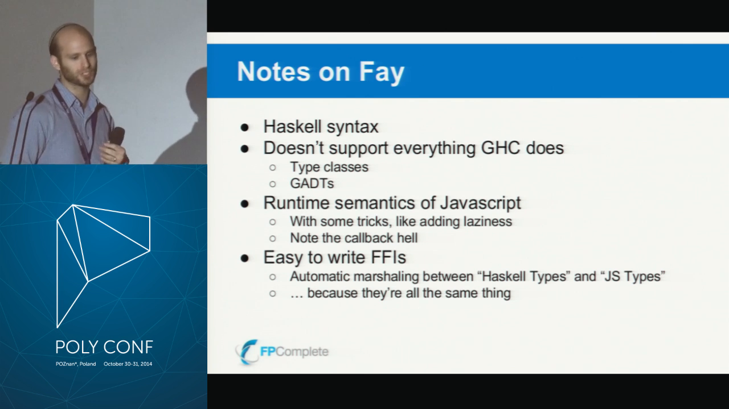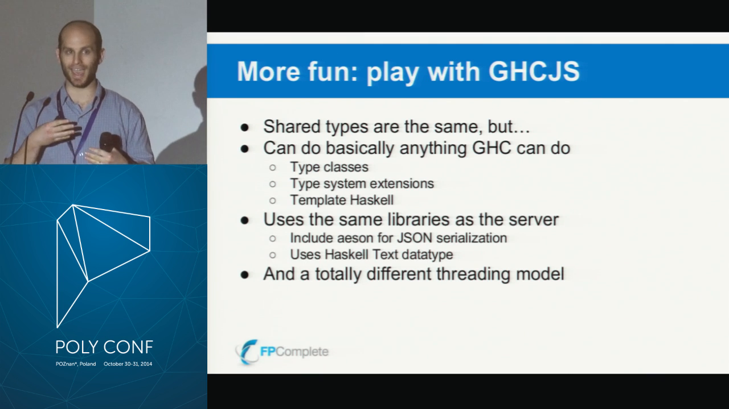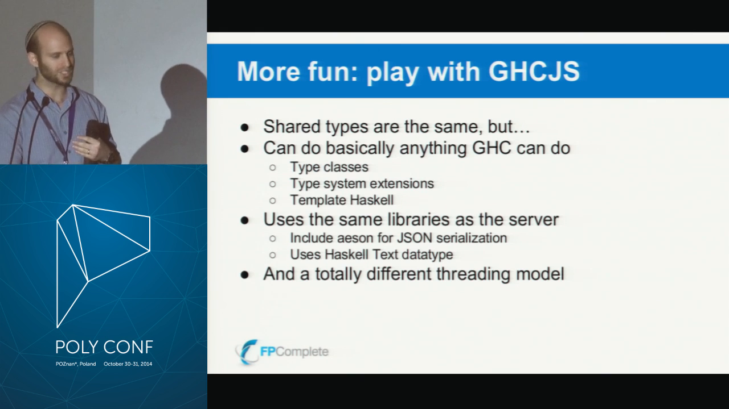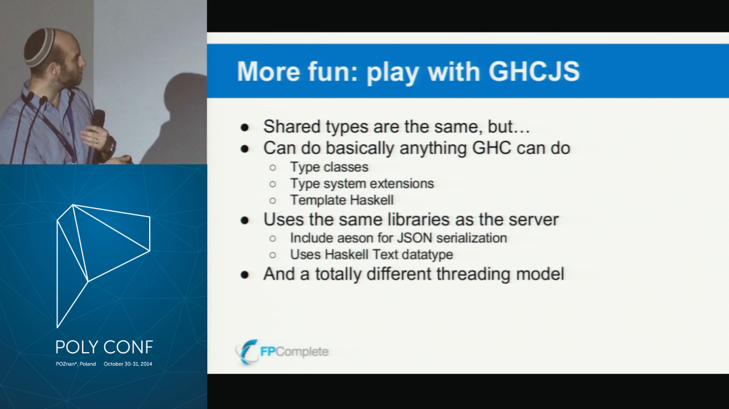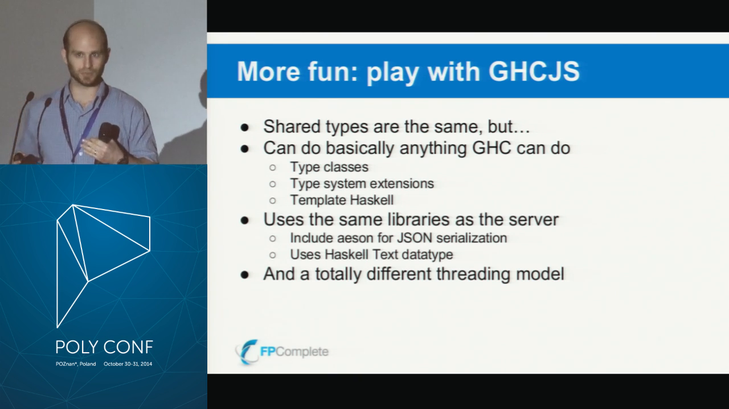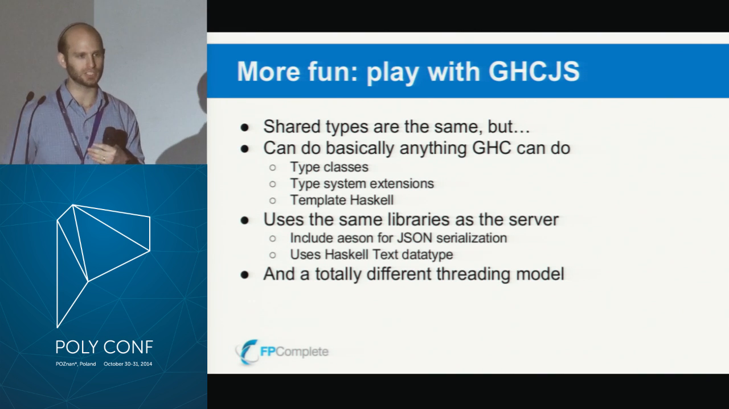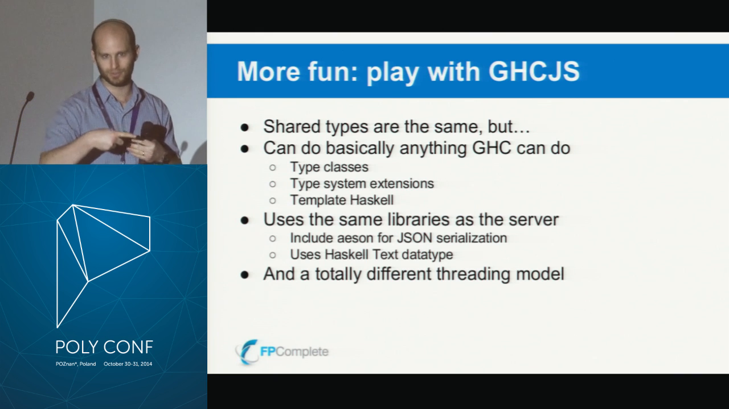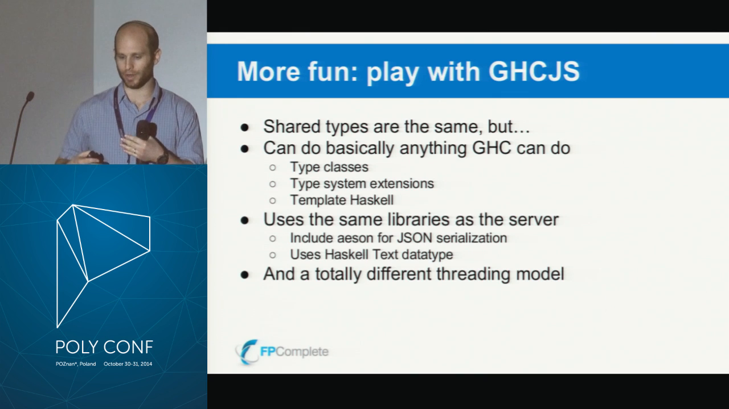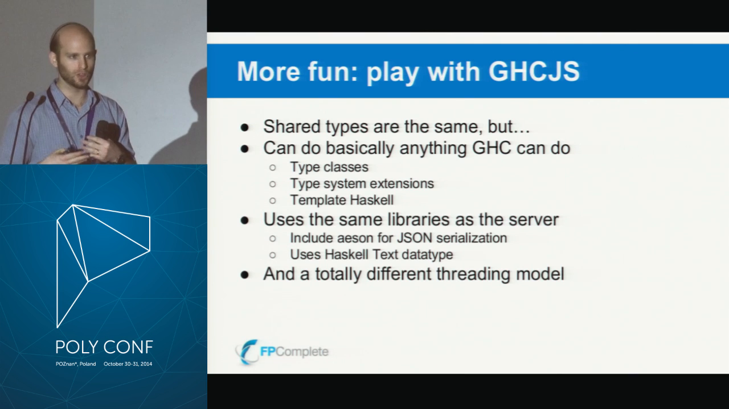So that's the simple version. Now we're going to have more fun. More fun is playing around with GHCJS. As I said, this thing can do everything that GHC can do. It also works in a very funny way, in one specific manner. It uses all of the same libraries that are used on the server on the client. So even though JavaScript has built-in support for text and JSON, we're actually going to use the Haskell libraries for text and JSON inside the JavaScript, the compiled JavaScript that's running on the client. That might seem a little bit weird, but it means that we're going to get identical behavior between what's going on the server and the client.